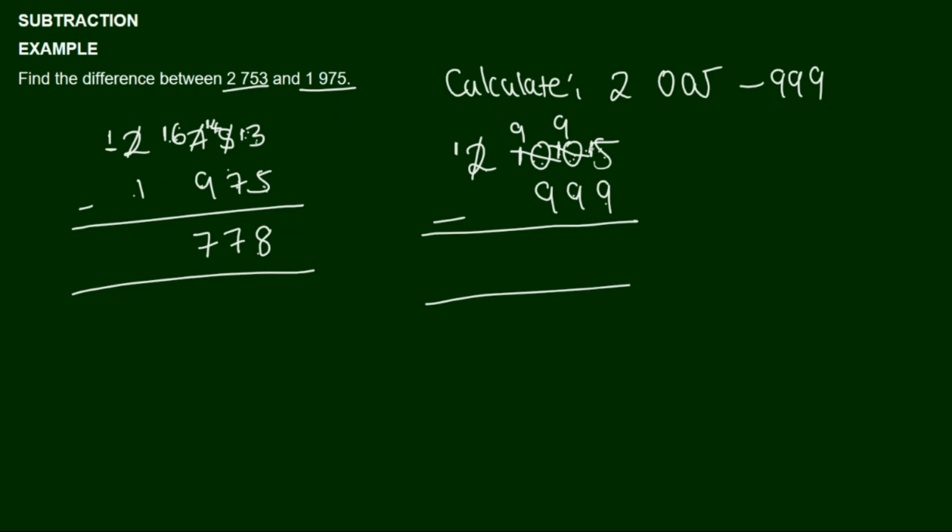Then you can say 15 minus 9, which is 6. Then 9 minus 9, which is 0. 9 minus 9, which is 0. And then now we have 1,000 here. 1 minus 0, which is 1. So the answer is 1,006.